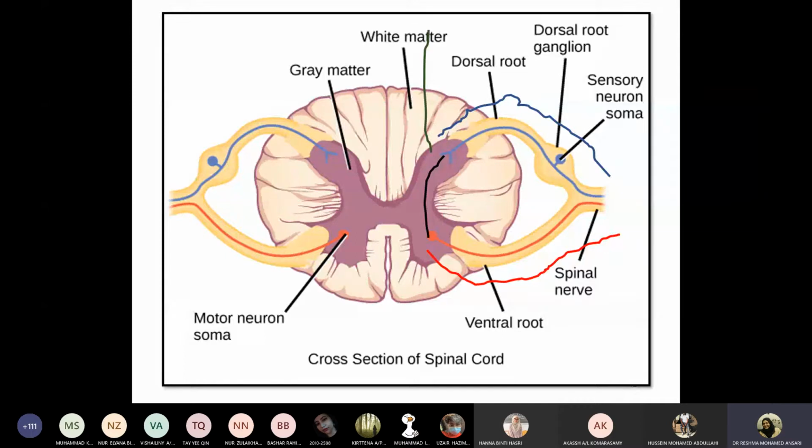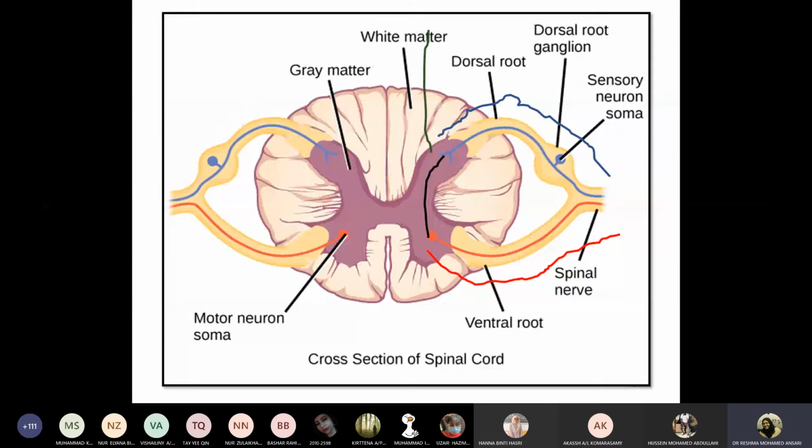So this image is actually a cross section of a spinal cord. We have a spinal nerve coming out from the spinal cord. A spinal nerve has two components. It has both the sensory as well as the motor components. So imagine a person plucking a rose from the plant, and he is pricked by a thorn.